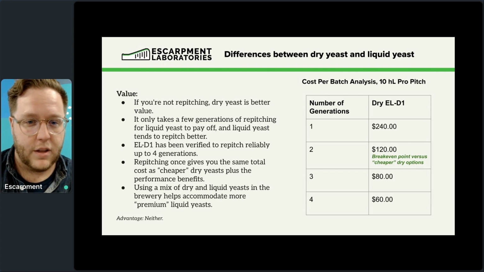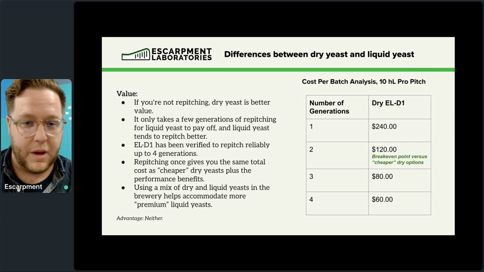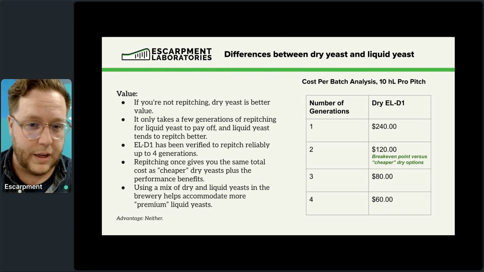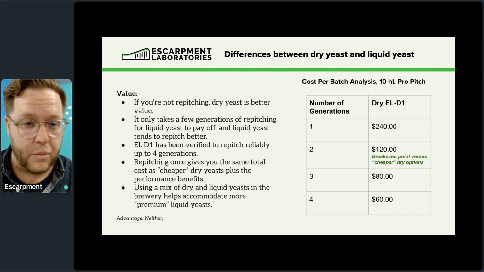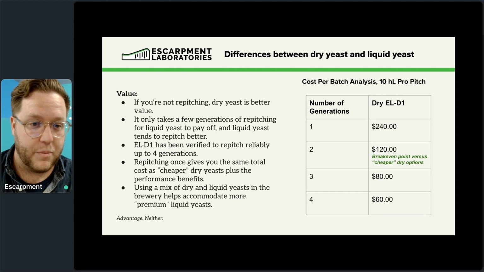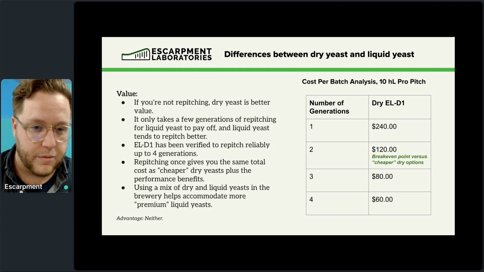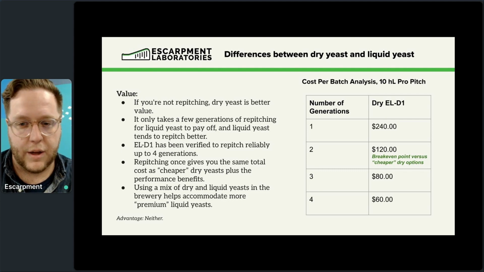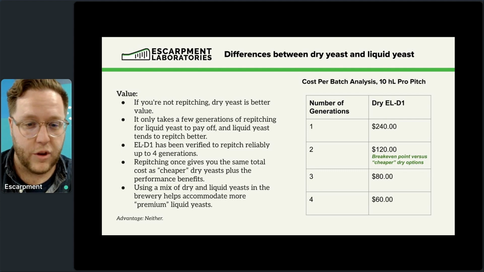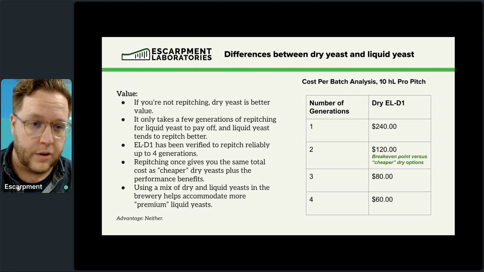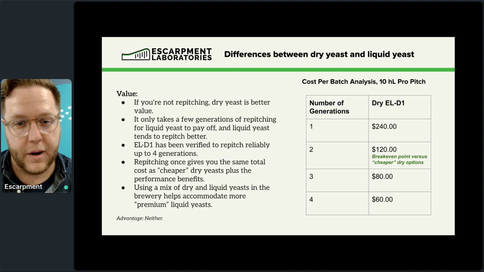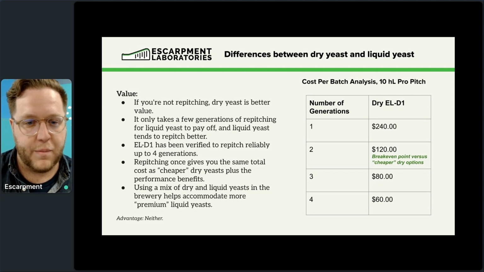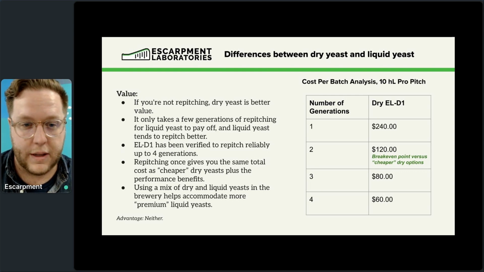But if you're repitching, you can really make liquid yeast pay off pretty quickly in a few generations. For most strains, liquid yeast does repitch better, although we have heard of repitching dry yeast, including house ale, more than 10 times. So your mileage may vary there. What we found internally and through some trials with brewing partners is that this strain does repitch reliably up to 4 generations, and there have been positive reports beyond that.